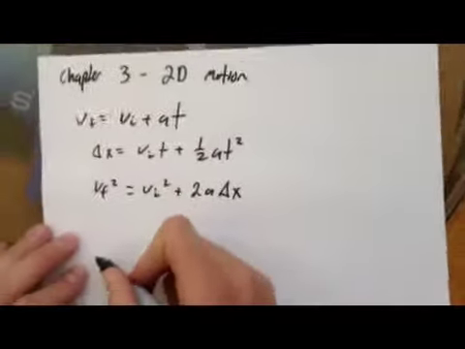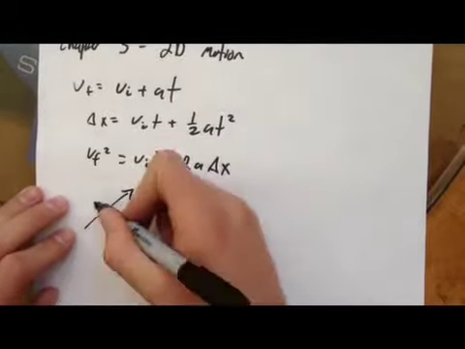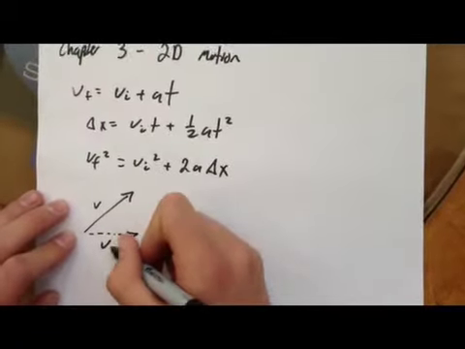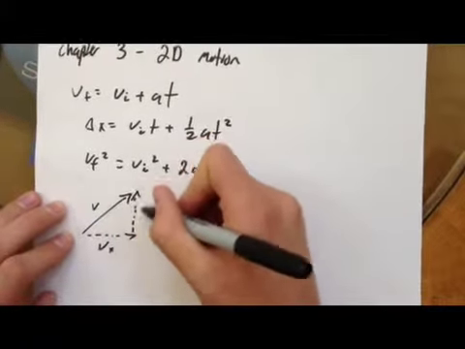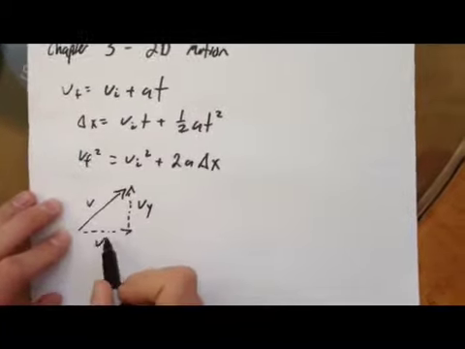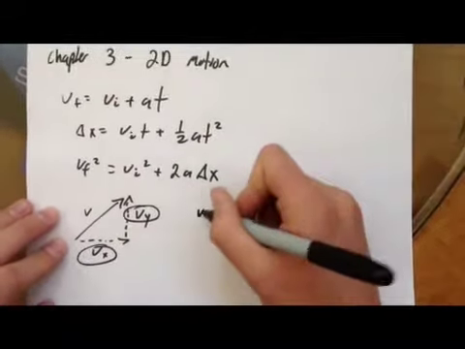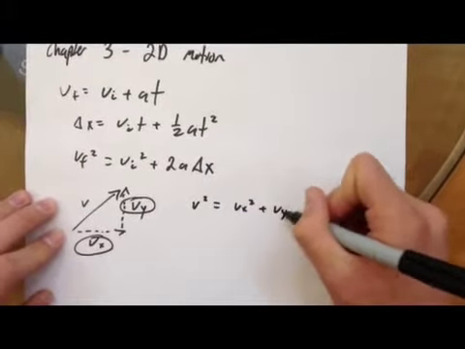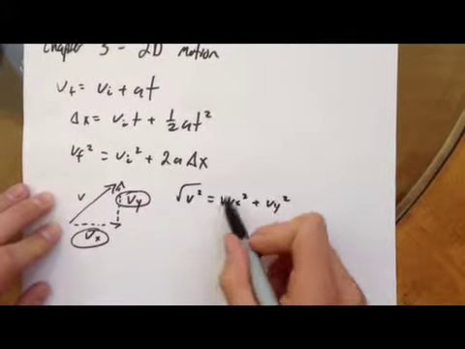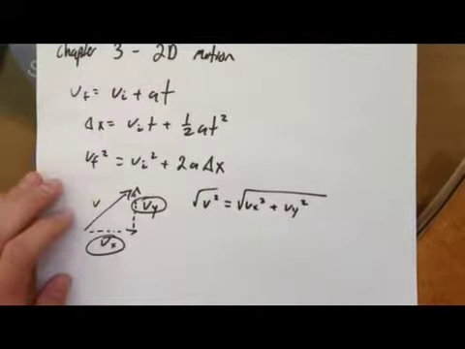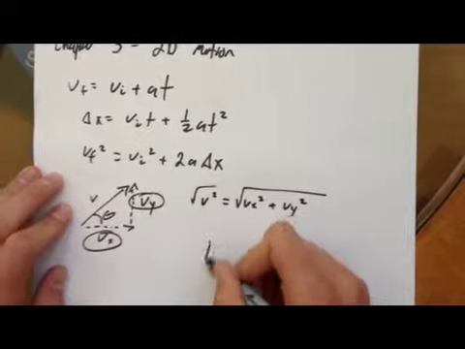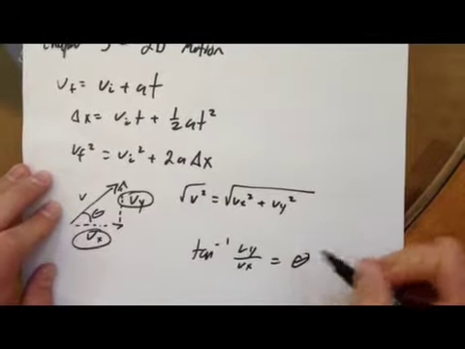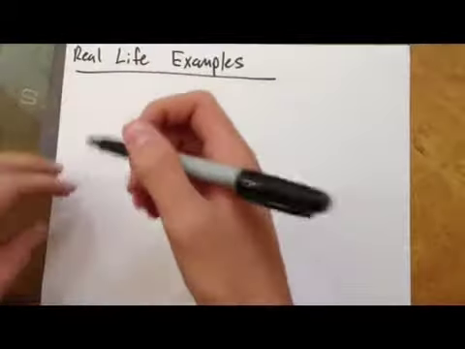Now, if you have an angle vector like this, so this is a speed, you can split it up into two parts. So you have Vx and then Vy. If you have the values for these two, you can use V squared equals Vx squared plus Vy squared to find the value for this by square rooting both sides. And then if you want to find the angle here, you can use tangent inverse of Vy over Vx equals theta.